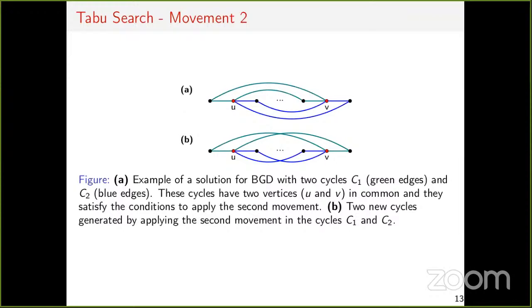We need to apply this movement carefully, because applying this movement several times in a row can result in a solution already found by the algorithm in previous iterations. For example, the same way that these 2 cycles can turn into these 2 cycles, they can be turned again into the first solution. So we keep a tabu list of forbidden movements for some iterations to prevent this from happening.